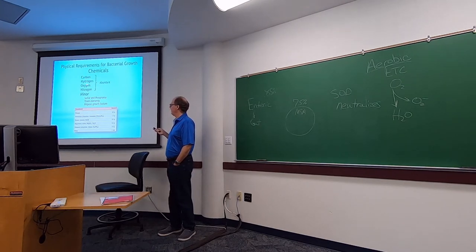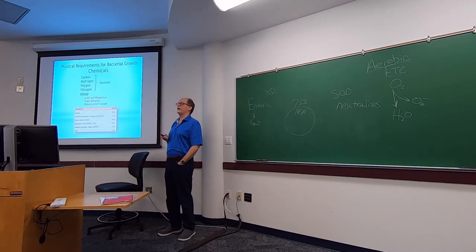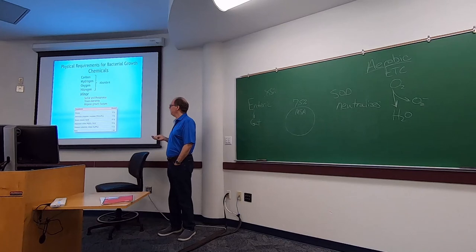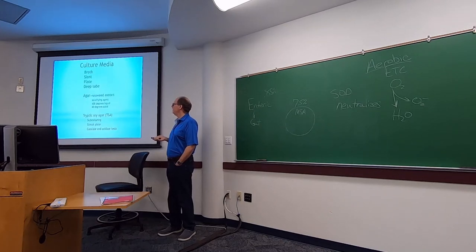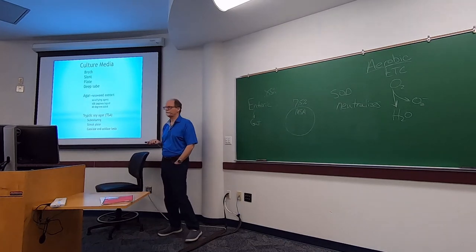Glucose would be the carbon, hydrogen, oxygen, right? It contains all three of those. But they're the abundant ones. So anything other than those four are not abundant elements or chemicals. This would be a chemically defined media. I'll get into that in a minute.